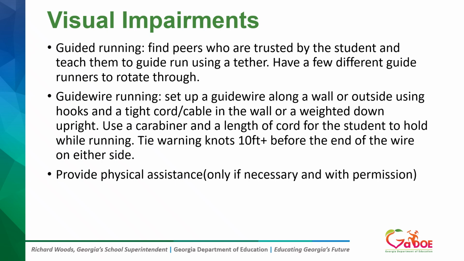Guided running. Find peers who are trusted by the student and teach them how to guide run using a tether. It's also good to have a few different guide runners to rotate through. Guide wire running. Set up a guide wire along a wall or outside using hooks and a tight cord, or a weighted down upright. Use a carabiner and a length of cord for the student to hold onto while running. It's also a good idea to tie warning knots 10 feet before the end of the wire on either side.